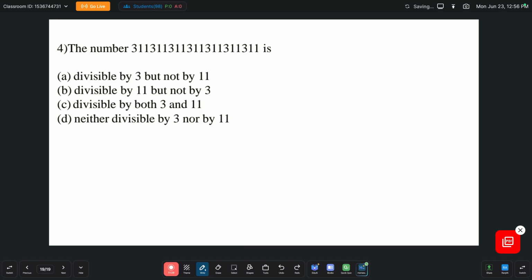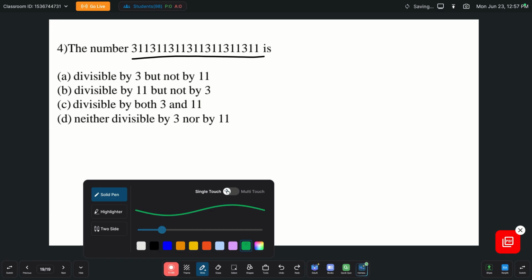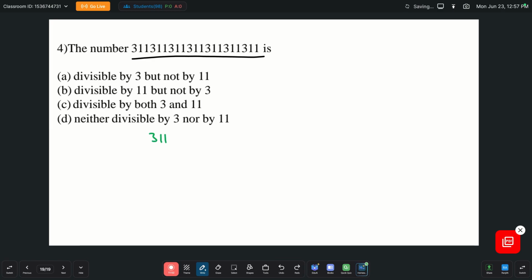Next. The number 311 is given 7 times. The options are: divisible by 3 but not by 11, divisible by 11 but not by 3, divisible by both 3 and 11, neither divisible by 3 nor by 11. We can't take the total 311 7 times. We are taking individual number of times, so that will be equal to 311.